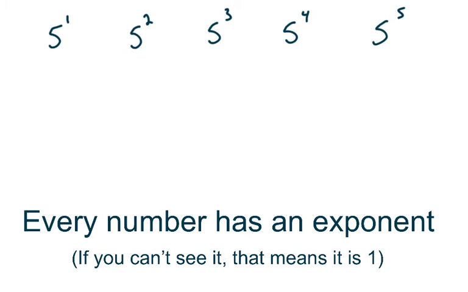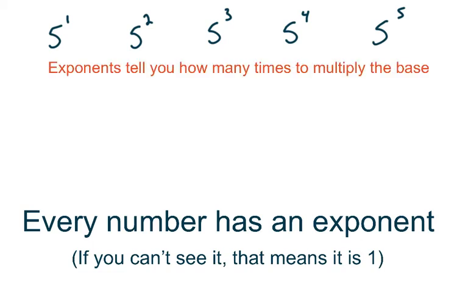All of these numbers are fives with exponents. Each one of them has an exponent of 1, 2, 3, and so on. An exponent tells you how many times a number is multiplied by itself. For example, we already looked at a number squared. 5 squared means 5 times 5. So you could write this as 5 times 5, and that would be 25.